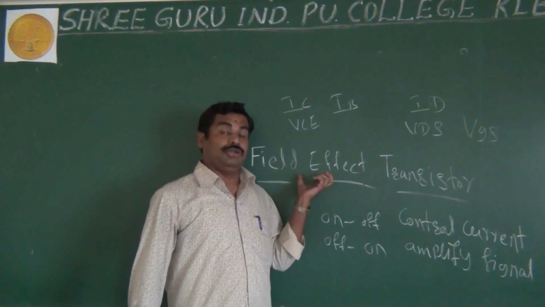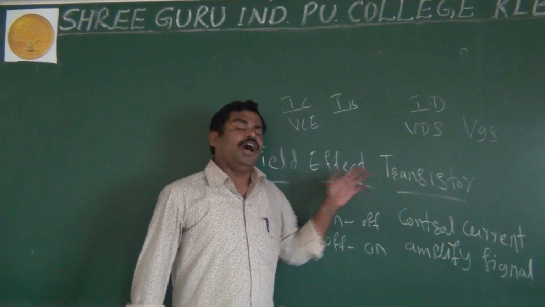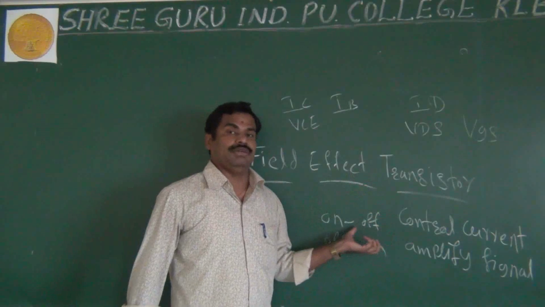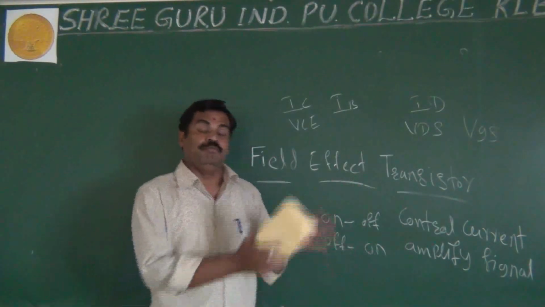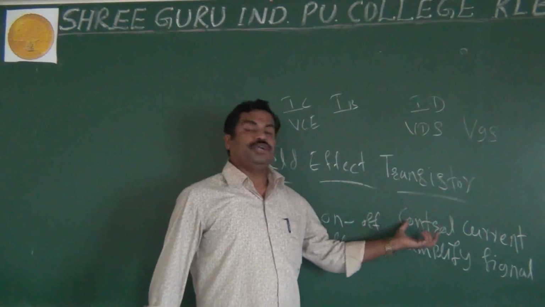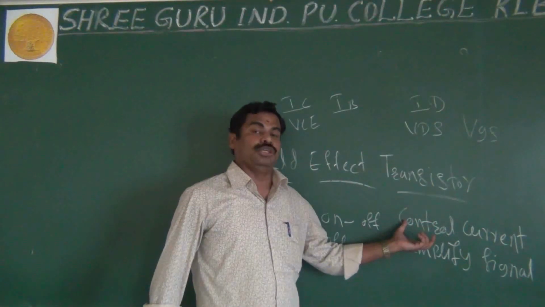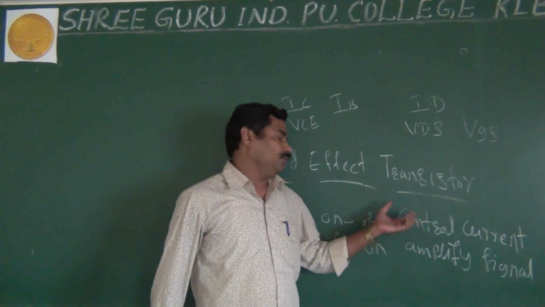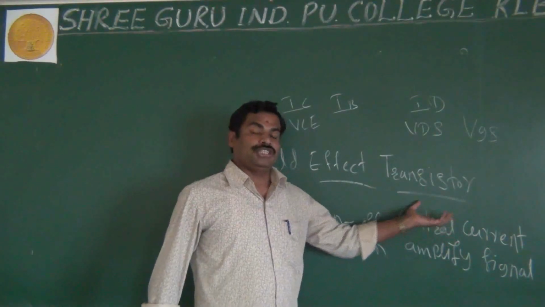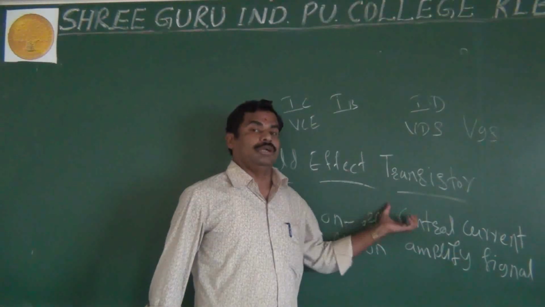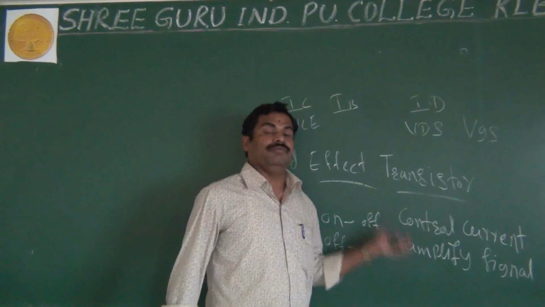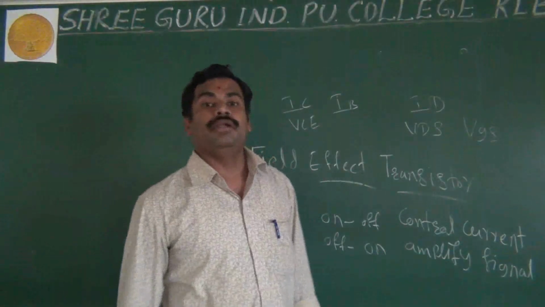Actually, your FET is an on-state device. How to make it off? You are using the basic knowledge of electronics to make it off and to control the current, because this is so important nowadays. In some cases you want a very small current, in some cases a much larger current, and in some cases a very constant current. Everything is possible only in electronic devices. That's why we are giving more importance to electronic devices.